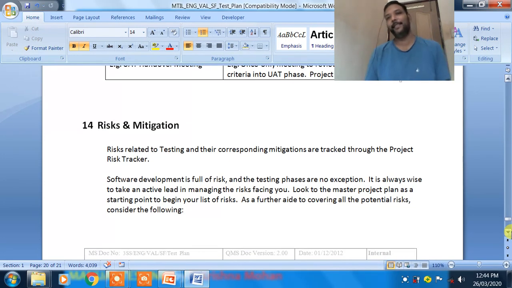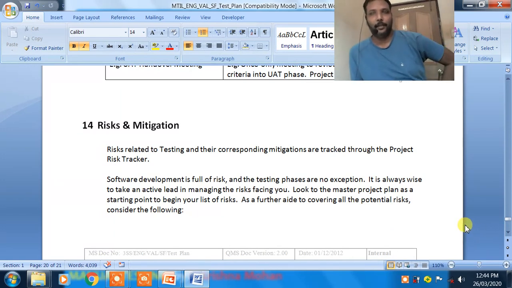Then what are the risks that the testing department has identified for this particular project? These risks have to be written over here. Sometimes there will be a separate document maintained for the risks. If that document is there, we have to give the reference. If an explicit risk management document is not there, then we will mention the testing related risks over here.